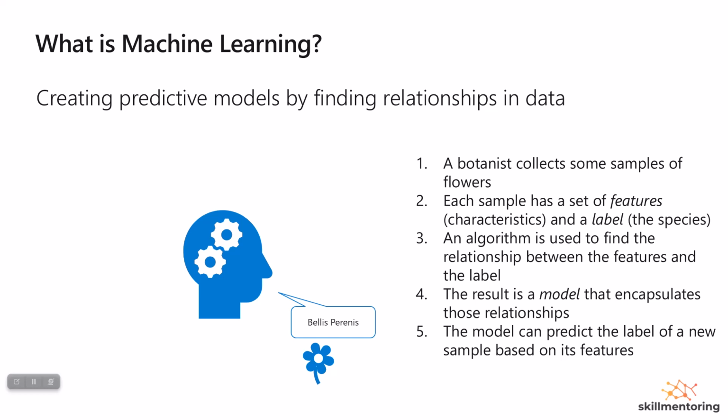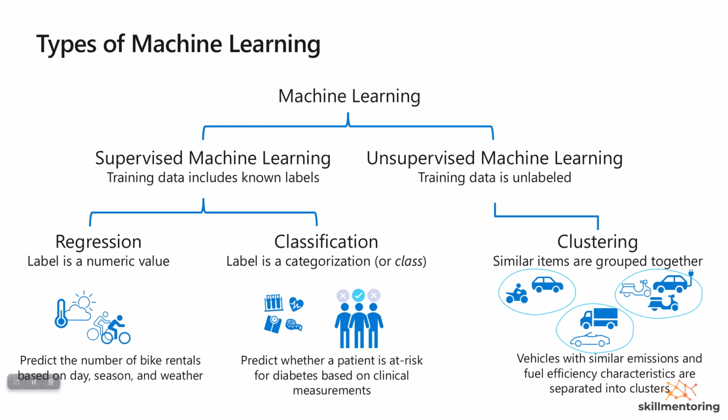Let us try to understand the different types of machine learning and how exactly the machine learning algorithms are used while creating such models. Machine learning is of two types: supervised machine learning, where you already have the training data, which includes the labels. Labels, in other terms, are the predictions. In this, we have two types of algorithms which are used: regression, where a label or prediction could be a numerical value. So we can predict the number of bike rentals based upon a day, season, and weather.